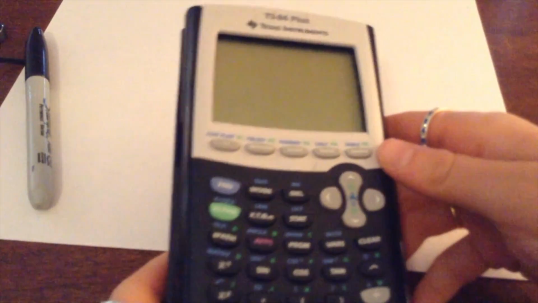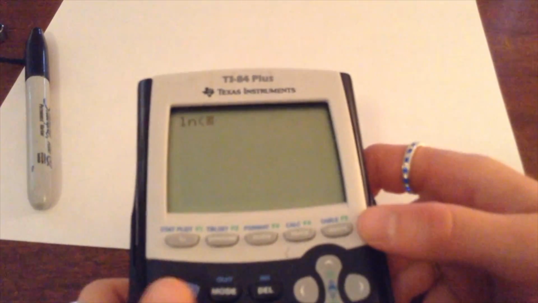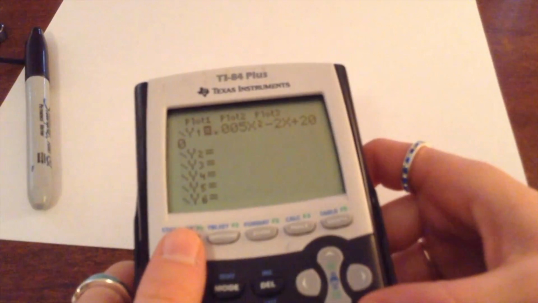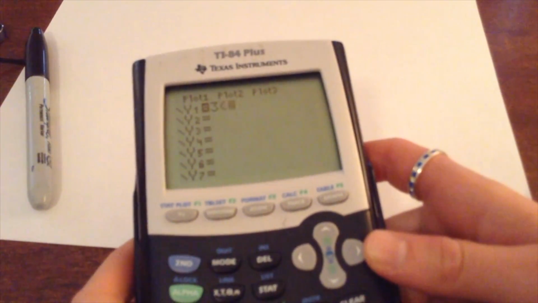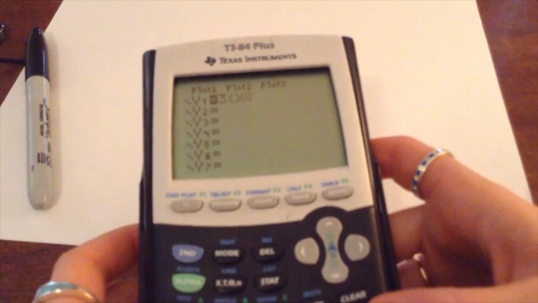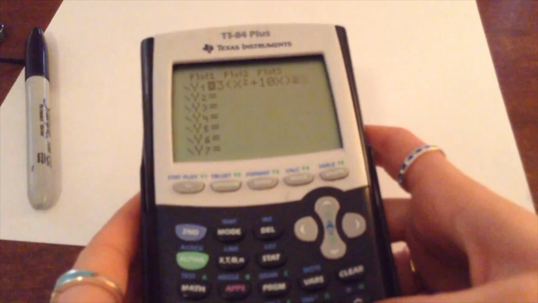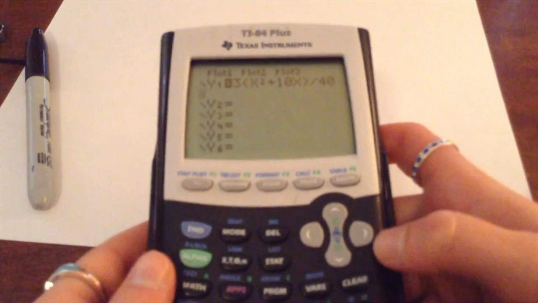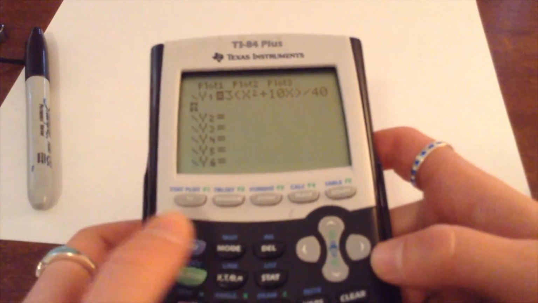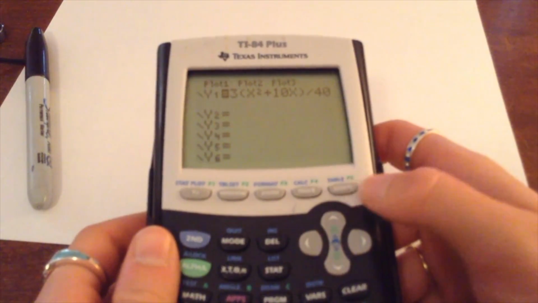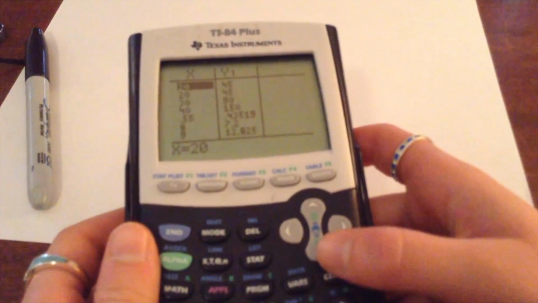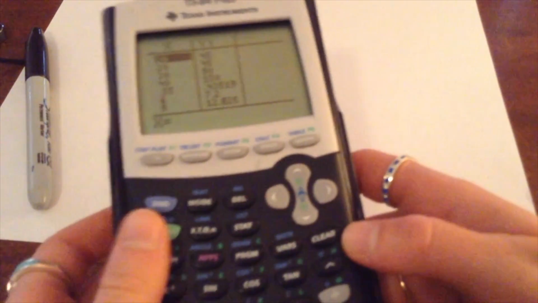So I would just use my calculator for this problem, so I'm just going to put it below the screen here so you can see it. So I'd turn it on, obviously. And then I'd go to y equals 3 times x squared plus 10x divided by 40. And then what I do next is I'd hit second and then go up here to this button to table. And I would just check the values that they have.